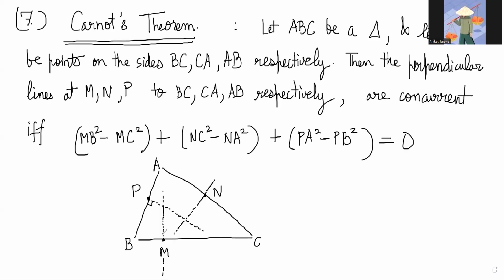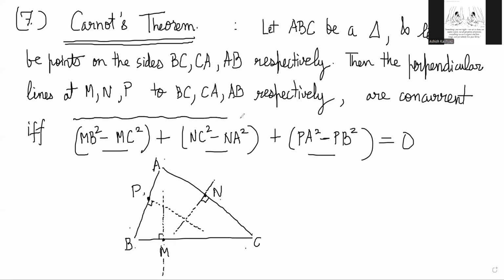The theorem is saying that there could be situations where they are concurrent, right? The three perpendiculars. The condition for concurrency is this. What is the condition? MB square minus MC square plus NC square minus NA square plus PA square minus PB square is equal to 0. So notice that there is a nice symmetric pattern to the whole thing. What is the pattern?